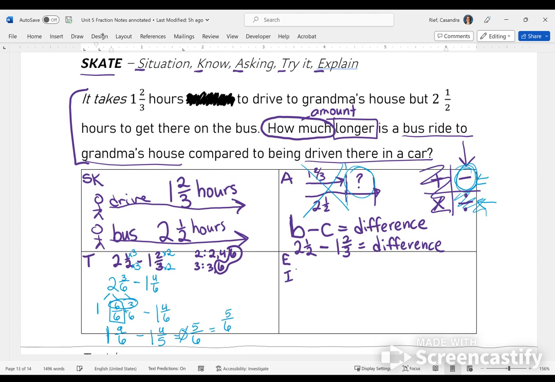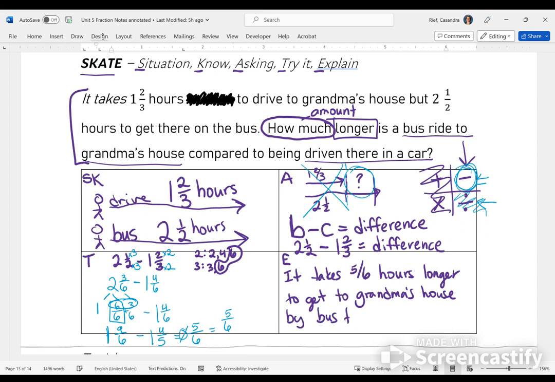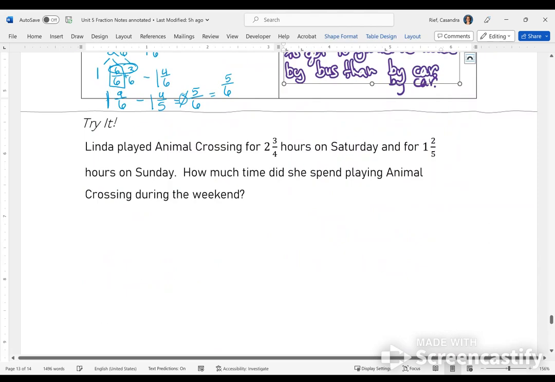So I can write, it takes 5/6 hours longer to get to Grandma's house by bus than by car. So this is what I'm looking for. I know it's a lot of steps, but by taking it slow and going through all these steps, you'll avoid making silly errors. All right, that brings us to our try it.